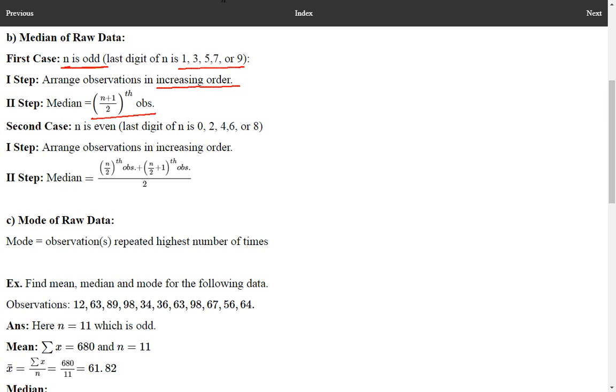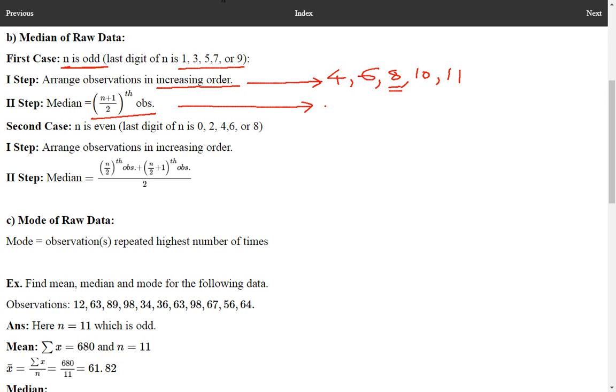Let us see a simple example. Suppose we have 5 observations 4, 6, 8, 10 and 11. What is first step? To arrange them in increasing order. They are already in increasing order. And median is middle value. So middle value of this is 8. And you can use this formula or write it directly by observation that median is 8.